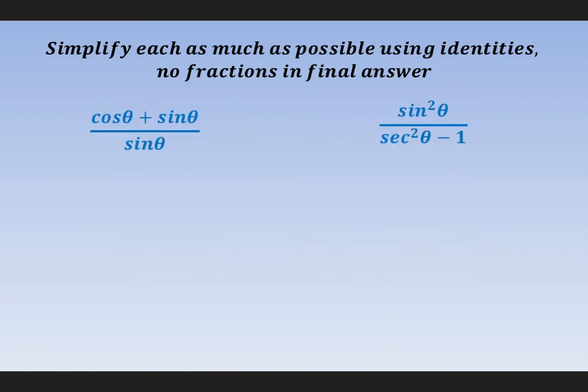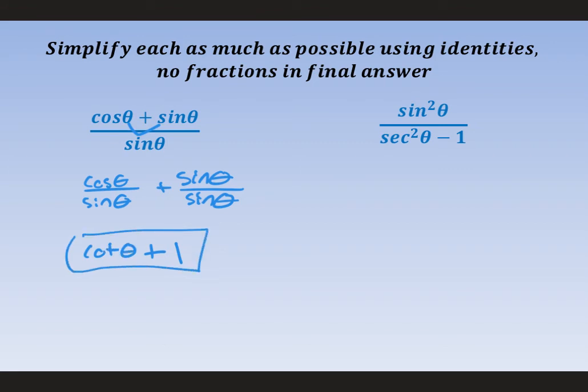All right, so I have cosine plus sine in the numerator and then a sine in the denominator. Directions say no fractions as a final answer. So I'm going to distribute the division by sine to both pieces. Make sure you do that to both pieces. So cosine theta over sine theta plus sine theta over sine theta. Sine over sine becomes a 1. Cosine over sine becomes a cotangent theta. All right, no more fractions. I'm good to go. That's about as simplified as that one will get.